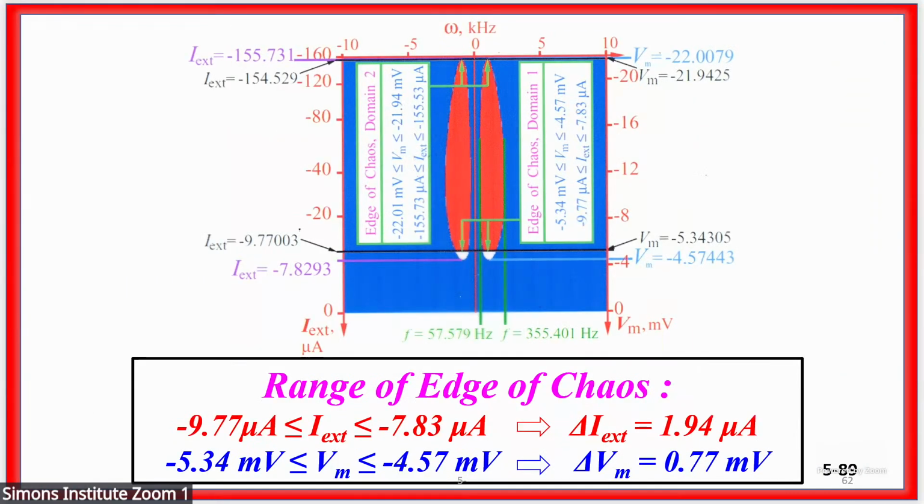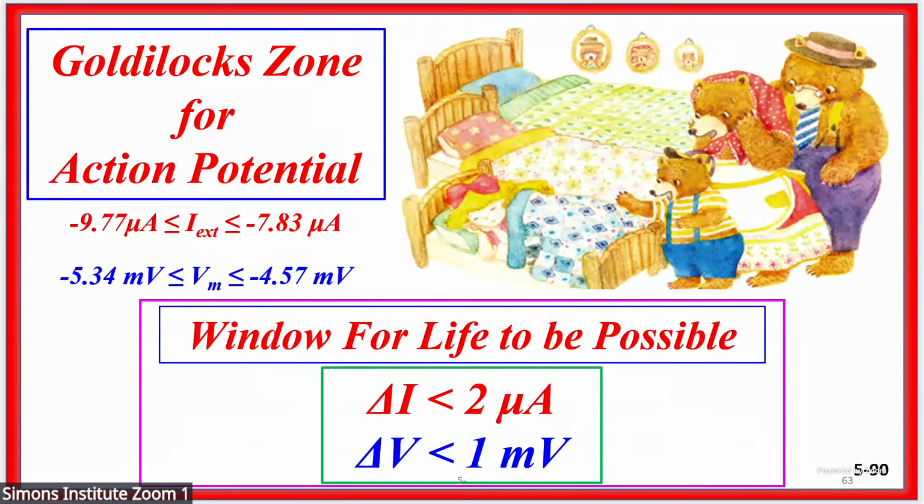Now, this is a caricature to summarize the result of the edge of chaos, and you can see that the test shows that the edge of chaos is in a very tiny interval. It's 0.00 millivolt, or in terms of current, it's 1.94 microampere. This is to show you that the edge of chaos is typically a very small region. And unless you have a method to calculate it, you will not be able to find it. And we do have that method, as you can see already. So I call this the Goldilocks zone for action potential. And the window for life to be possible is that either the current should be less than 2 microampere or the voltage is less than 1 millivolt.